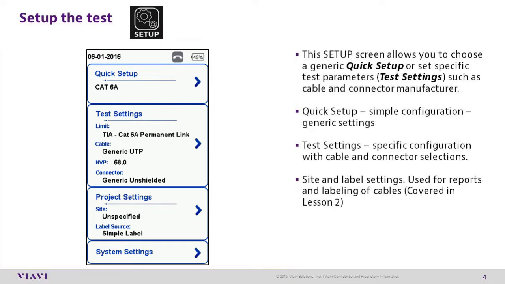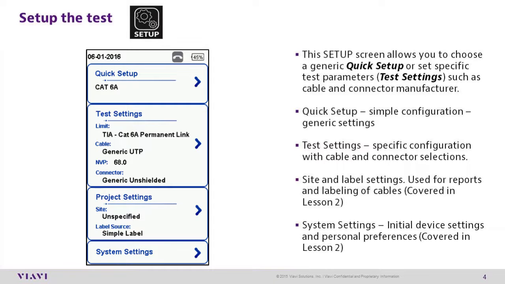Project Settings and System Settings allow you to set the site and label settings that are used for the reports of the tests being conducted. This is covered in detail in Lesson 2. System Settings allows you to set initial device settings and personal preferences. This is also covered in Lesson 2.